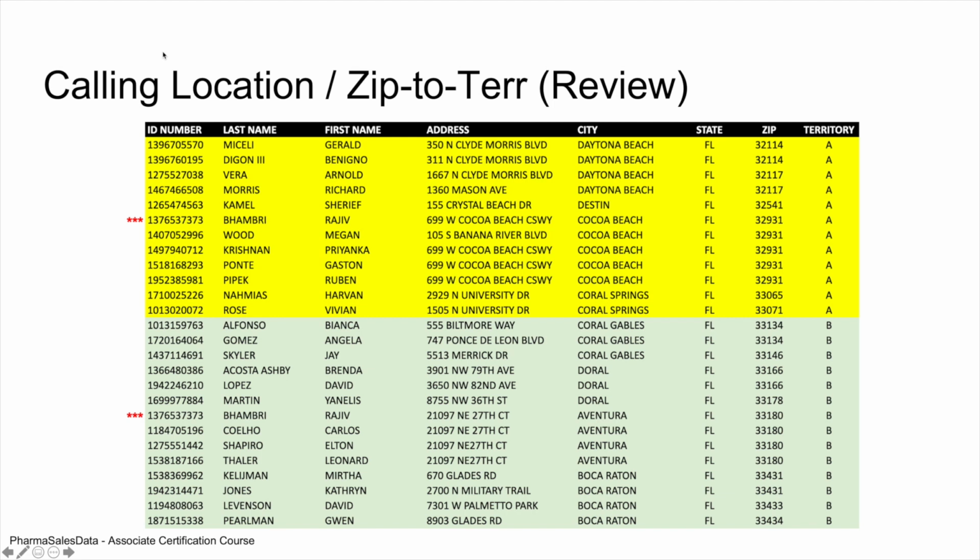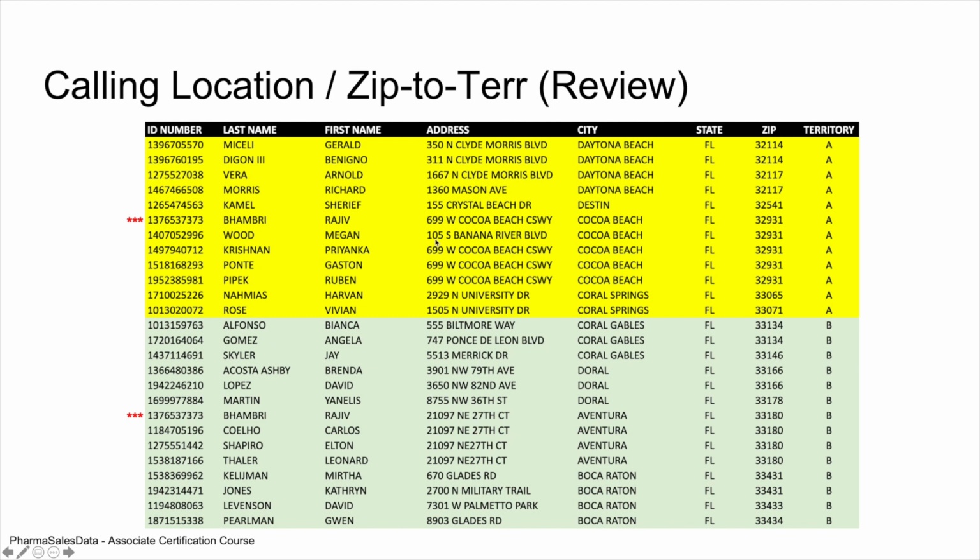So I didn't want to reorganize the lesson because I like the way the lesson flows, but I do want to go over some basics about what a zip to territory alignment actually looks like, or actually means, based upon looking at each individual HCP. So here we have an example of a bunch of healthcare providers that are in Florida and the zip codes listed over here. So when you go through a targeting and alignment process, you say, okay, we're going to align these zip codes to territory A, and we're going to align these zip codes to territory B.